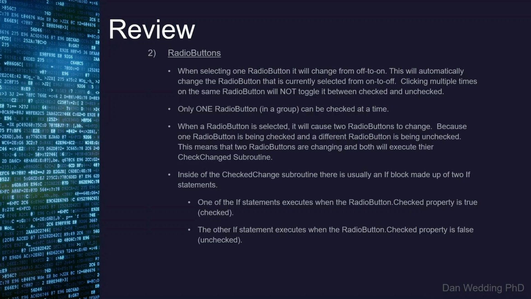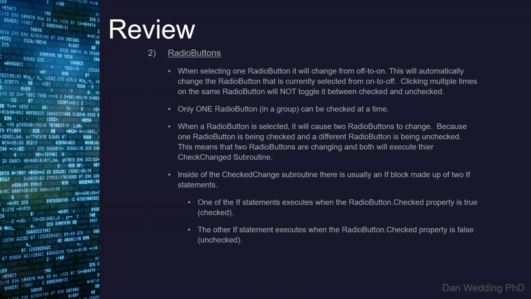When selecting one radio button, it will change from off to on. This will automatically change the radio button that is currently selected from on to off. Clicking multiple times on the same radio button will not toggle it between checked and unchecked. Only one radio button in a group can be checked at a time.